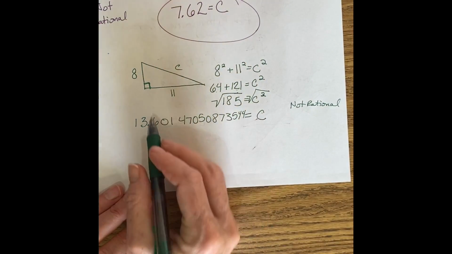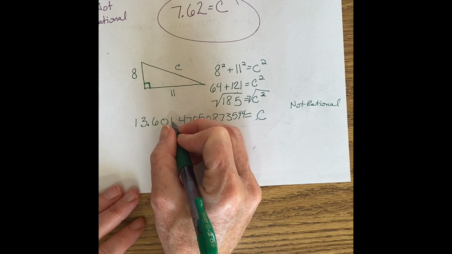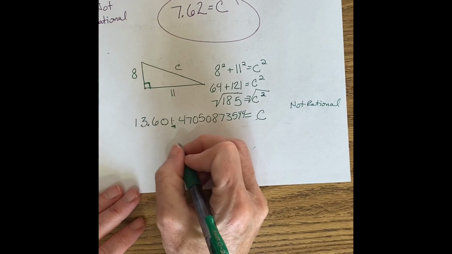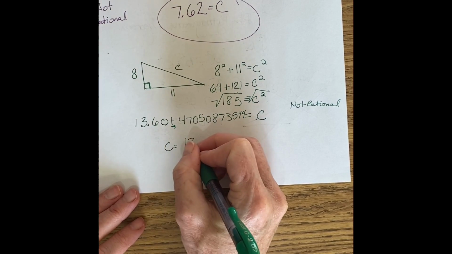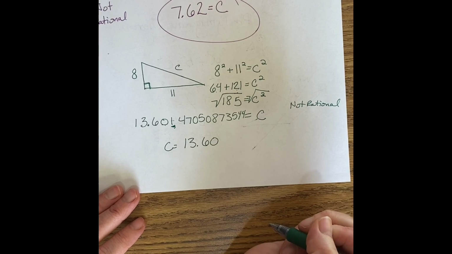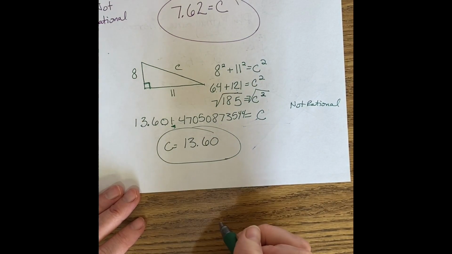And we're going to round. We're going to round to the nearest hundredths place. So I'm going to look at this one. Is this one greater than or equal to 5? No, it is less than 5. So this one will just stay the same. So C equals 13.6. I could add the 0 if I really wanted to show that I know it to this precision. And there we have it.